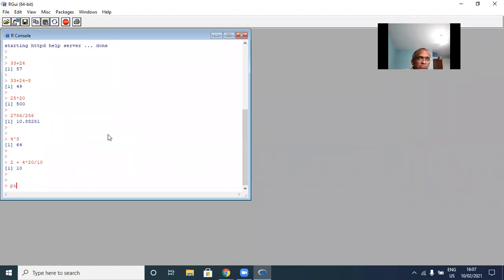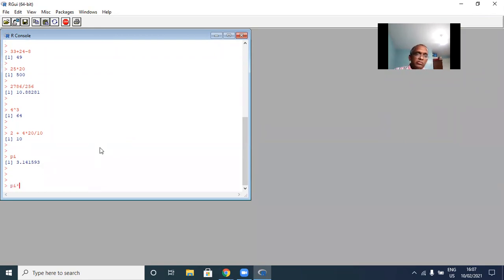And there is a number in R which is called pi. I'm sure all of you know what pi is. So this is pi up to 6 decimal places. You can multiply pi by anything. So for example, if you multiply pi by 10 to the power 2, this is what you will get, right?